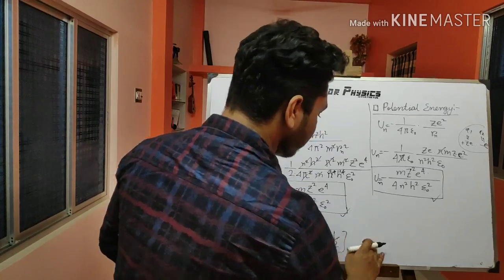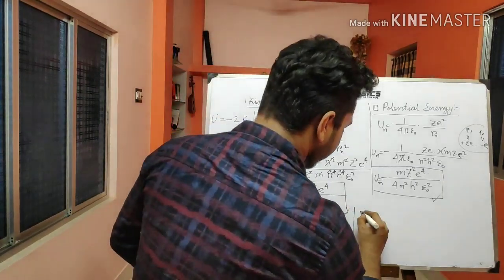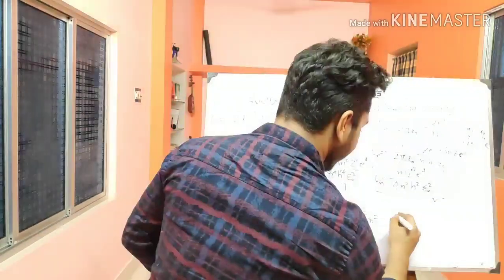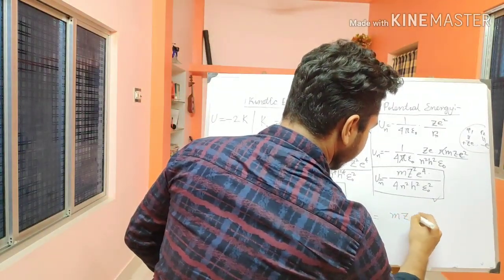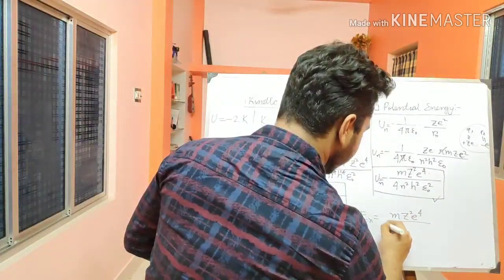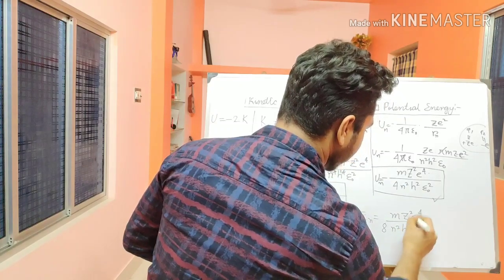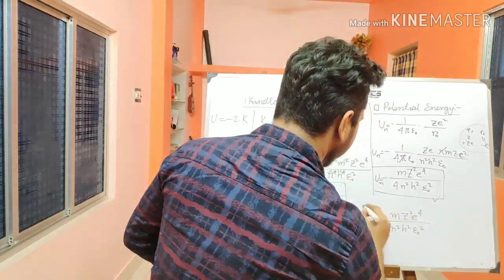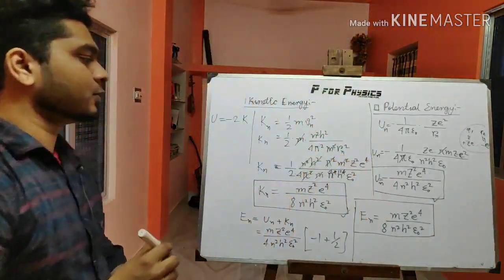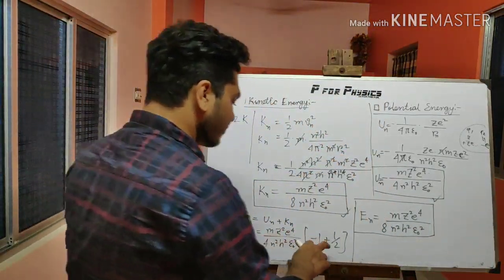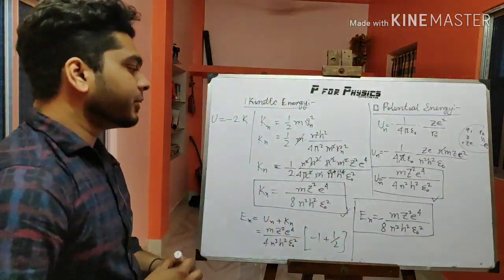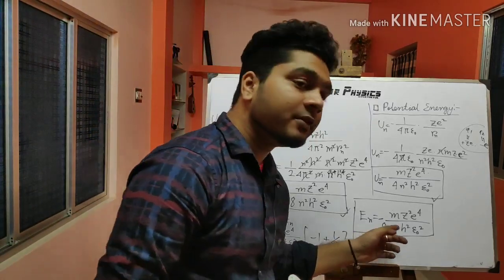So the final expression for total energy should be m z square e to the power 4 over 8 n square h square epsilon naught whole square. This is it. Sorry, -1 plus half is -half. So now again, as we can see, the total energy is negative.